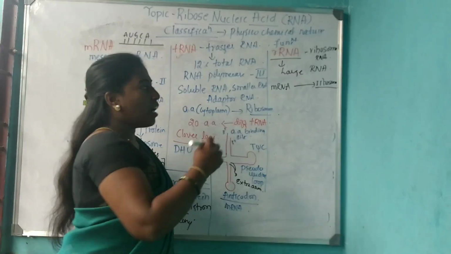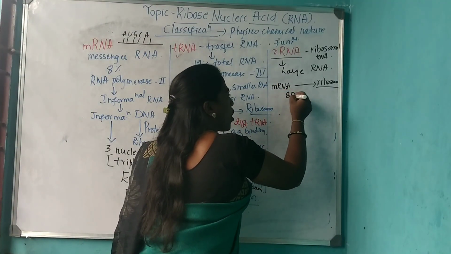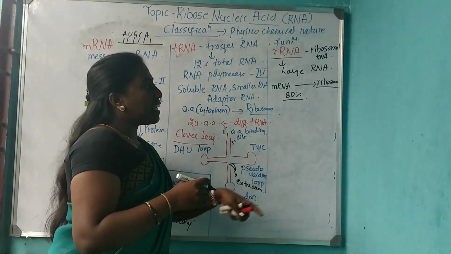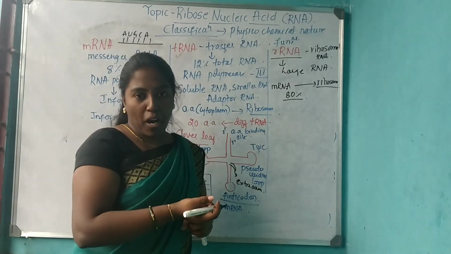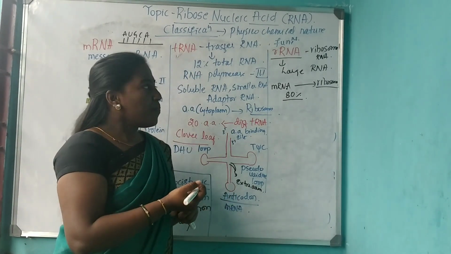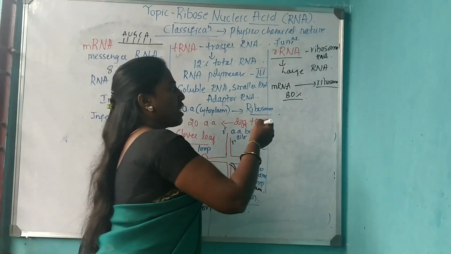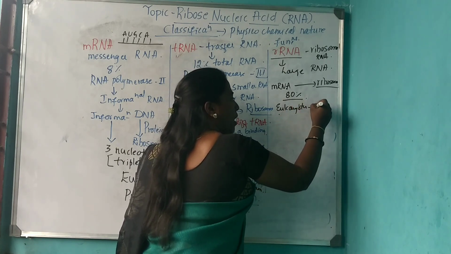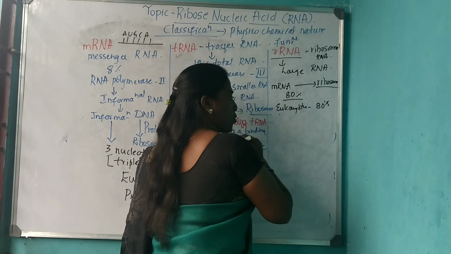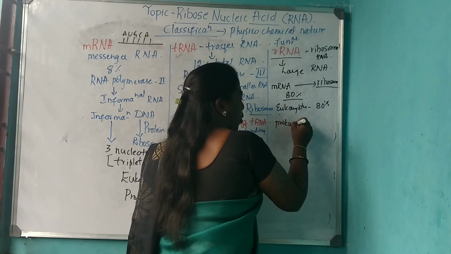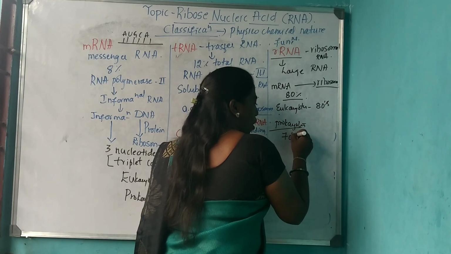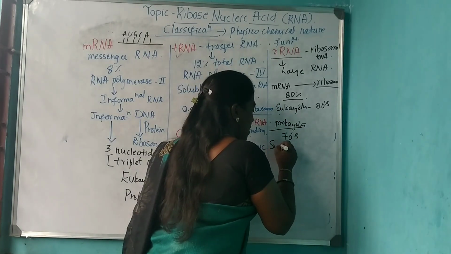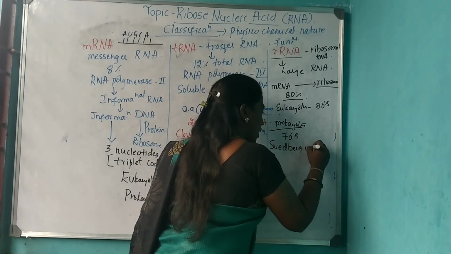And so, it accounts for 80% of the total RNA. So, this is the abundantly found RNA. This rRNA forms the integral part of the ribosomes. You know that in case of eukaryotes, we have 80S type of ribosome. In case of prokaryotes, we have 70S type of ribosome. The S represents Svedberg unit.